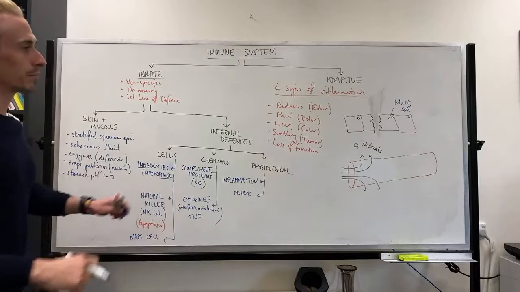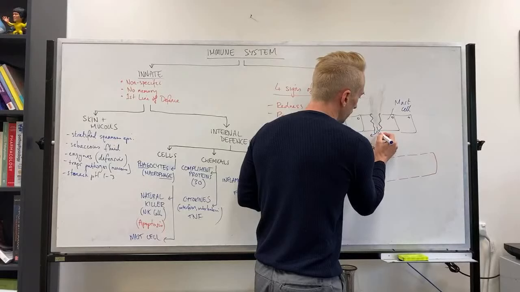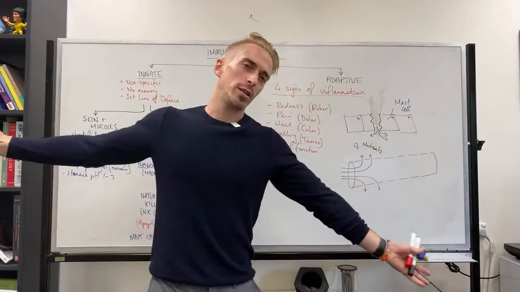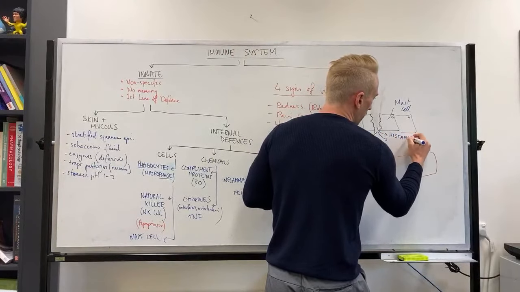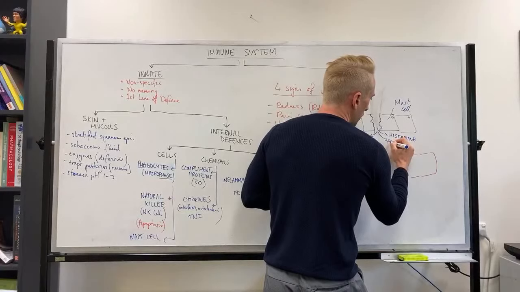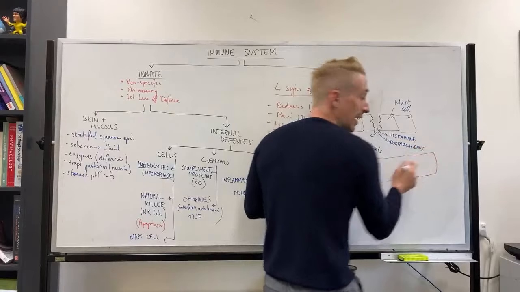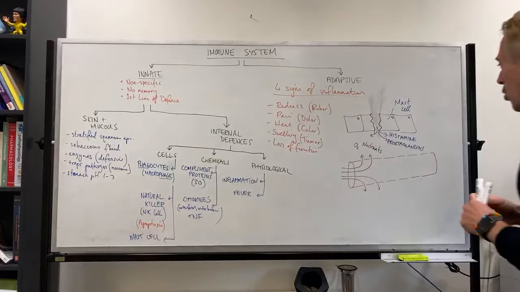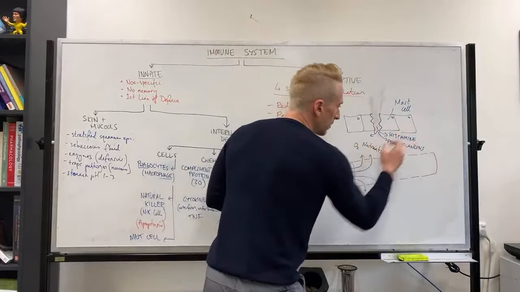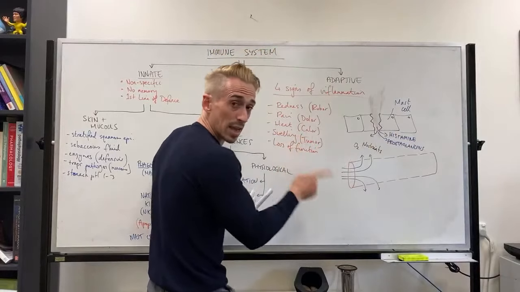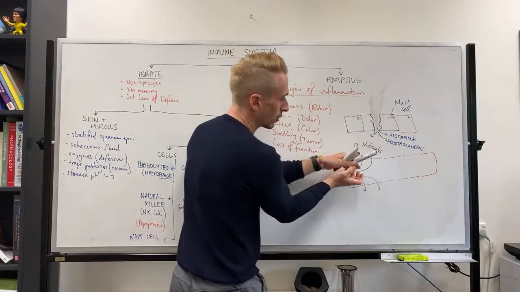Right? And what happens when you damage these cells and these mast cells is they start to release chemicals. Now, it's a whole bunch of these chemicals, but there's two you need to know: histamine and prostaglandins. What histamine and prostaglandins do is something really important. They tell the blood vessel to dilate.